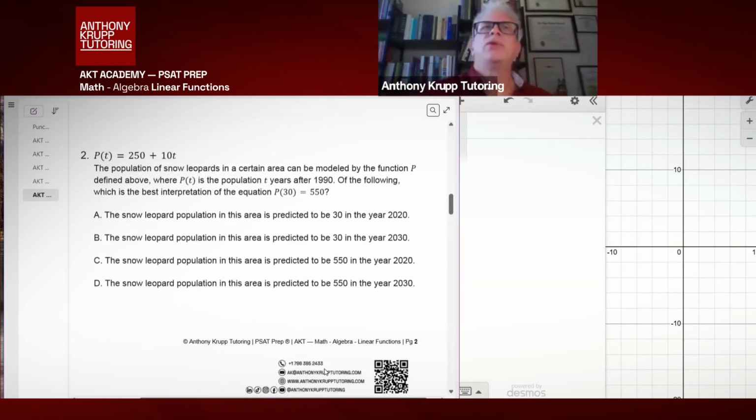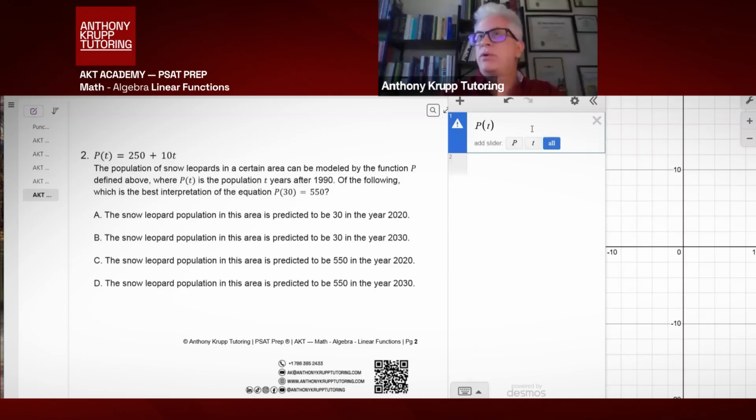All right, snow leopards. What's up with snow leopards here? Let's see. All right. The population of snow leopards is this thing defined above, where P of T is the population T years after 1990. So there's a couple ways we could do this. Why don't we give this a try here? You may remember from earlier videos that doing things like P of T, it's going to start asking you to add sliders for everything in the world, and we don't want that. So let's just go like this, P of X.